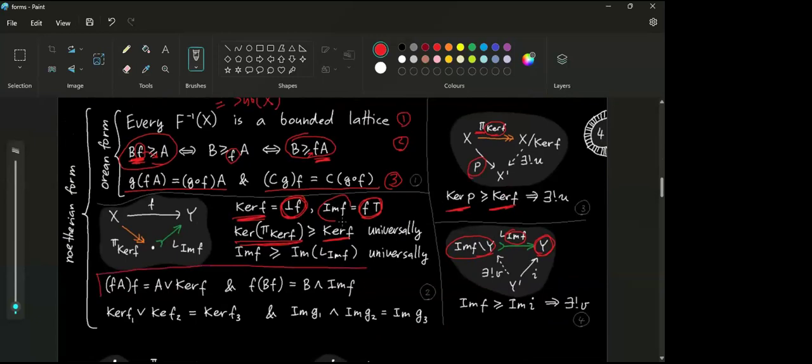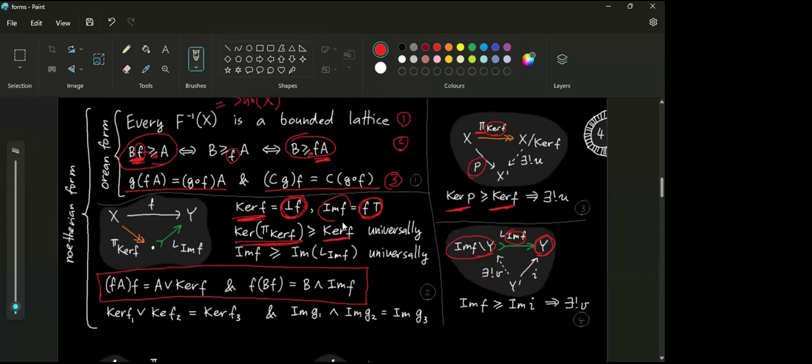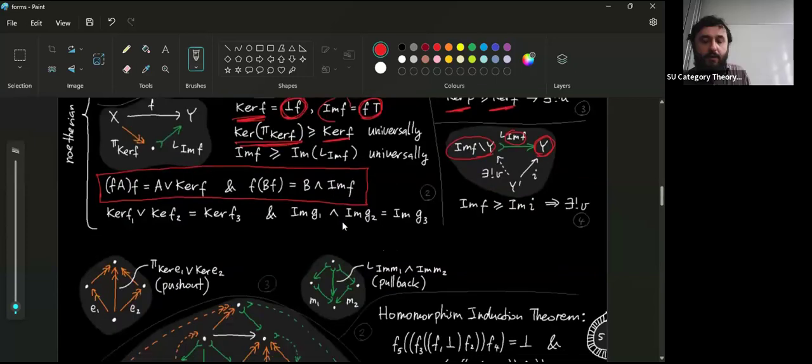Yes? Yeah, but so you want some kind of exactness on the inverse image and image constructions. That's what you're saying in the next line. The join of kernel F1 and kernel F2 is kernel F3. Yeah. Oh, thank you. Let me first give you an insight in this second equality.